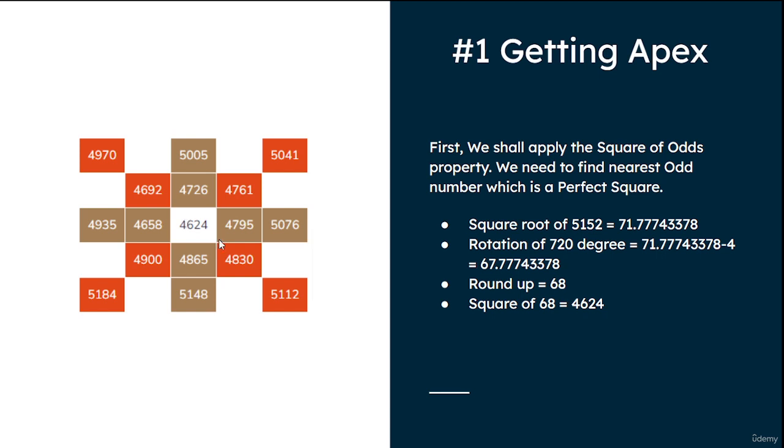Now see how it came. 4624. Forget the other numbers, only focus on this part. I'll show how we calculate the other numbers. You can also calculate them if you remember the property. See, we have only filled up the cardinal crosses and the ordinal crosses.